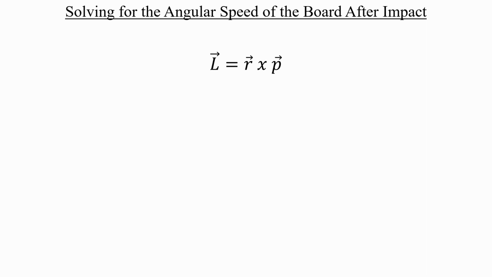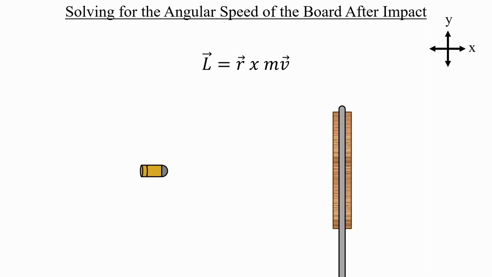To solve part A, we're going to need the vector equation for angular momentum. Since we were given the velocity of the bullet, it would be a good idea to replace the momentum vector with mv. Let's take another look at our picture and see how this all ties together. The first vector in the cross product is our position vector, which is directed from the point of rotation to the line of action of the force from the bullet that will act on the board.